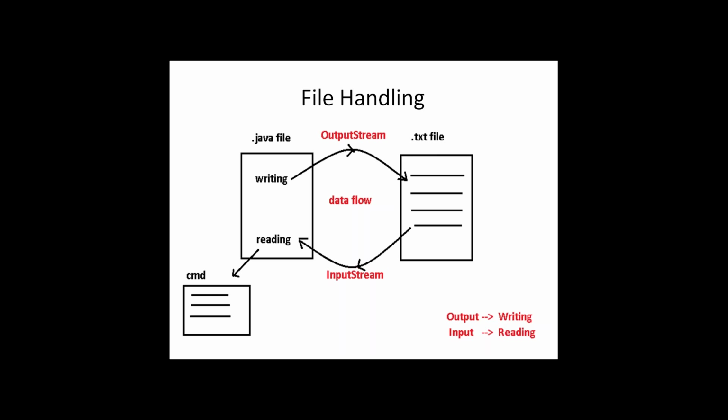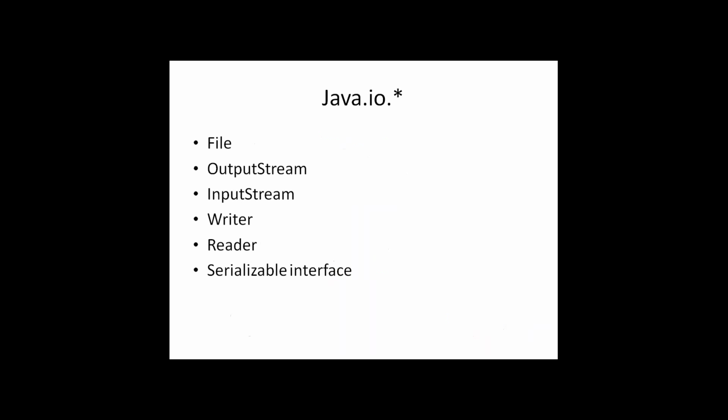So in this file handling topic, we will import the IO package. The IO package contains these classes: File, output stream, input stream, reader, writer, and the Serializable interface. We will cover all these classes. Firstly, the File class is there.